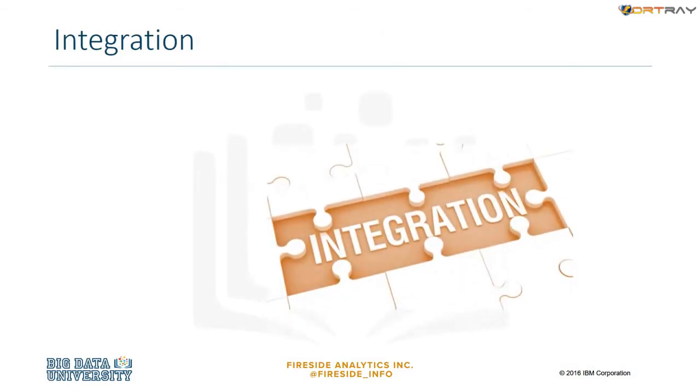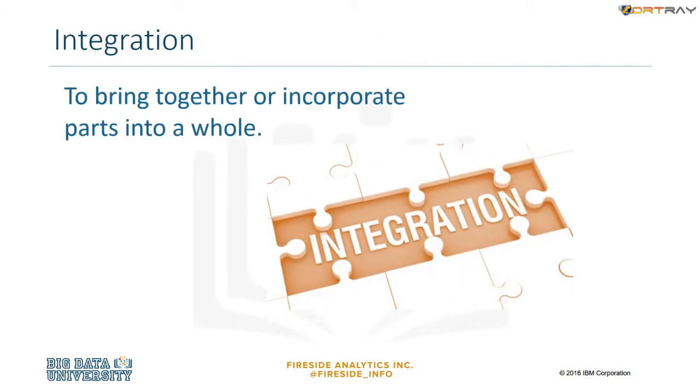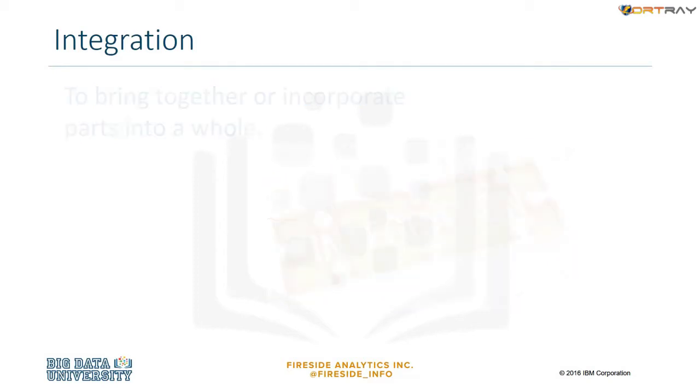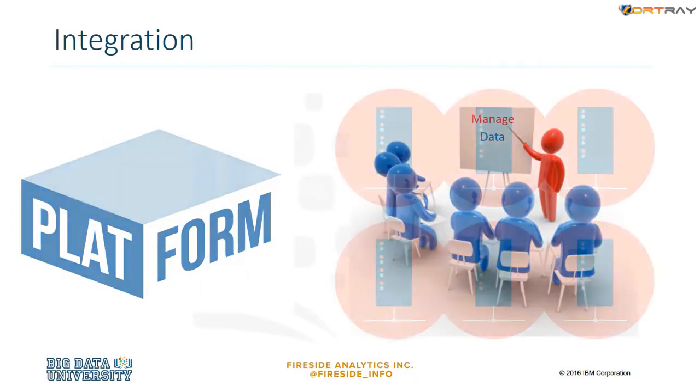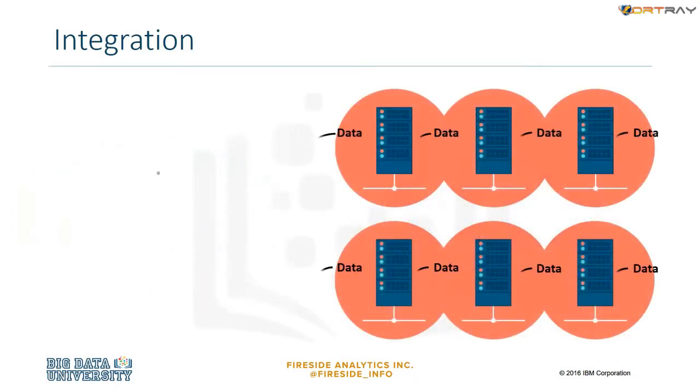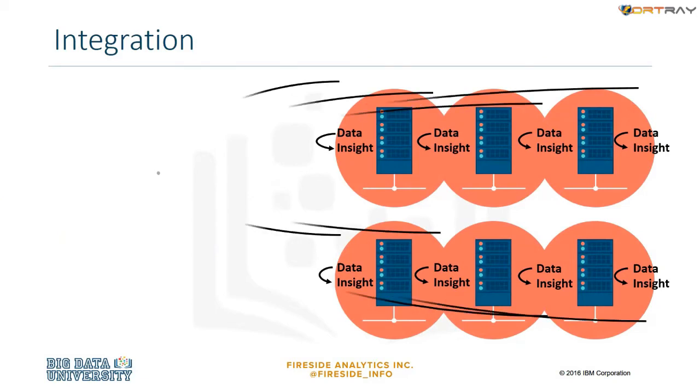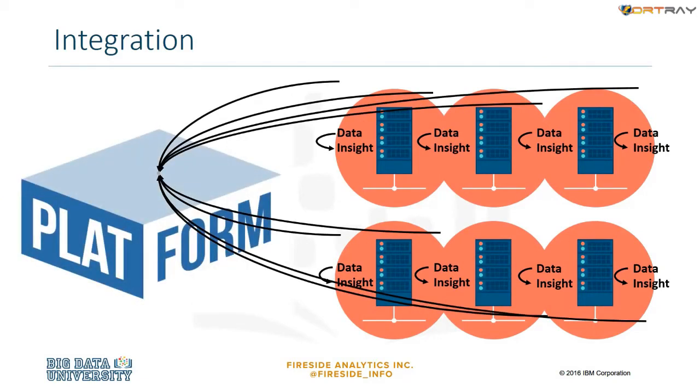Let's start off with a quick definition of integration. To integrate means to bring together or incorporate parts into a whole. In big data, it would be ideal to have one platform to manage all of the data rather than individual silos, each creating separate silos of insight. Big data has to be bigger than just one technology or one enterprise solution which was built for one purpose. For example, a bank should be thinking about how to integrate its retail banking, its commercial banking, and investment banking.